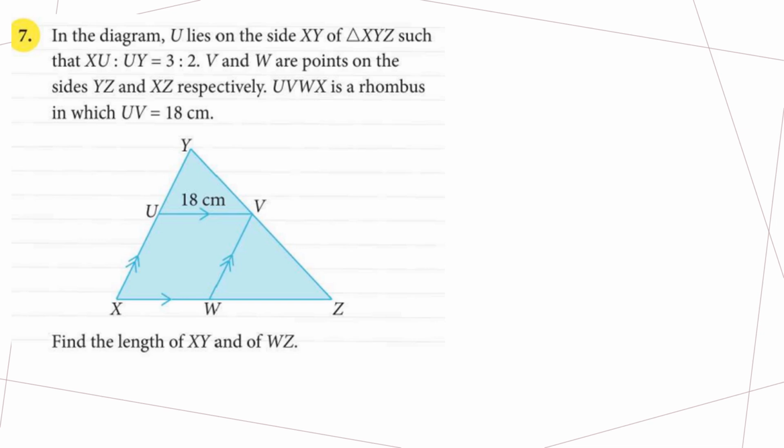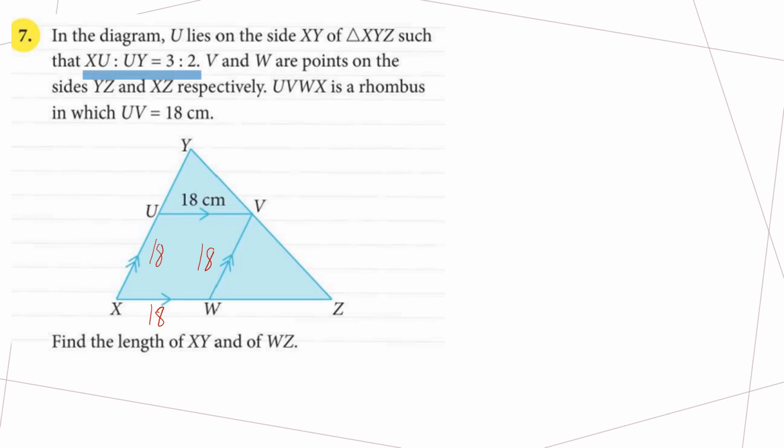Okay, let's look at part I. Although there's no part I, it just asks to find the lengths of XY and WZ. Let's see XY first. So if all the four sides are equal, then VW is 18, XW is 18, UX is also 18. Let's see how we can go about solving it.